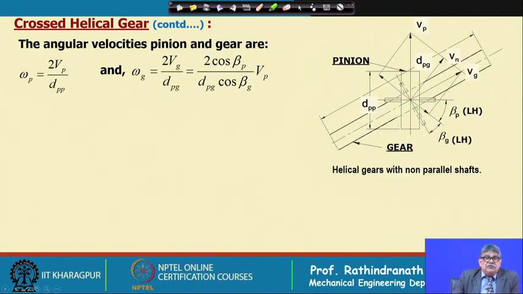Therefore, on the next page we estimate the angular velocity. Omega_p is the angular speed of the pinion, which is expressed as twice the pitch line velocity of the pinion divided by the pitch circle diameter of the pinion. Similarly, omega_g, the angular speed of the gear, can be expressed as twice the pitch line velocity of the gear divided by the pitch circle diameter of the gear, which is equal to, if we substitute the values, twice into cos beta_p divided by d_pg into cos beta_g, into V_p. Okay.